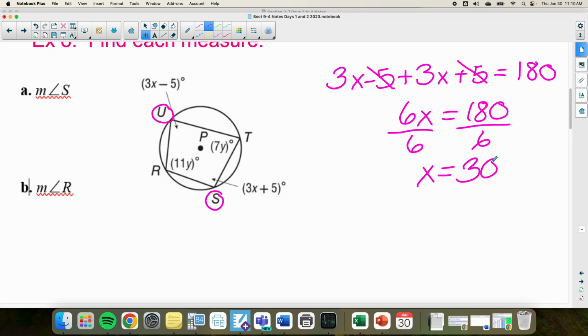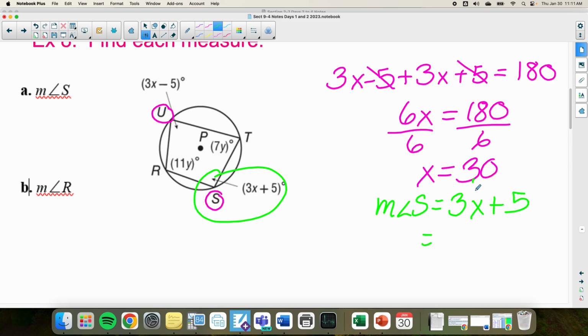Now, what I have to do on this one is put it back in because they want angle S, which is right here. So the measure of angle S is 3x plus 5. If I put 30 in there, 3 times 30 is 90, plus 5 is 95. So that is my answer here.